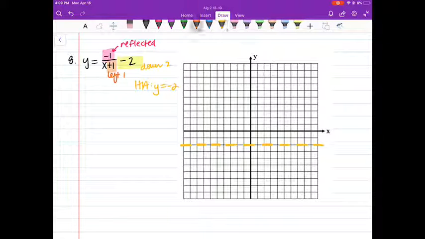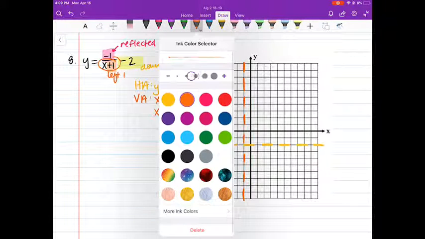As we consider our vertical asymptote, we look at our denominator. So we can also think about our transformations as well, but a general rule is, you know what, set your denominator equal to 0, solve from there. So I have x plus 1 equals 0. I subtract 1 from both sides. My VA is going to be at x equals -1. So I have a vertical line with an undefined slope there.